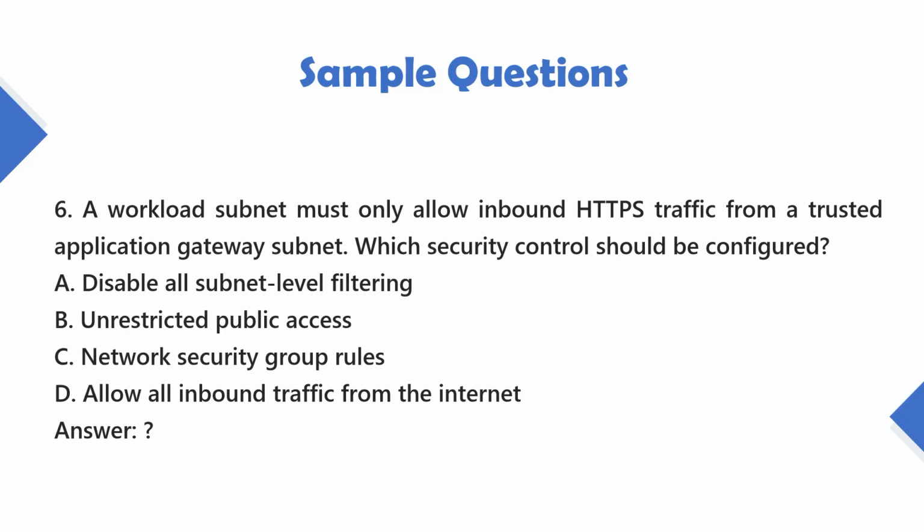6. A workload subnet must only allow inbound HTTPS traffic from a trusted application gateway subnet. Which security control should be configured? A. Disable all subnet level filtering. B. Unrestricted public access. C. Network security group rules. D. Allow all inbound traffic from the Internet.